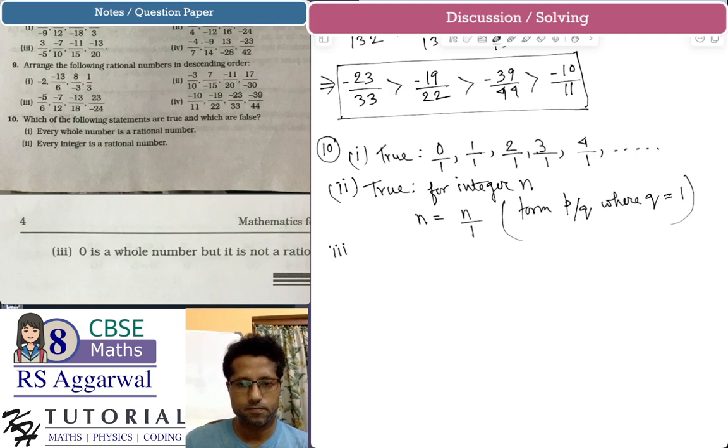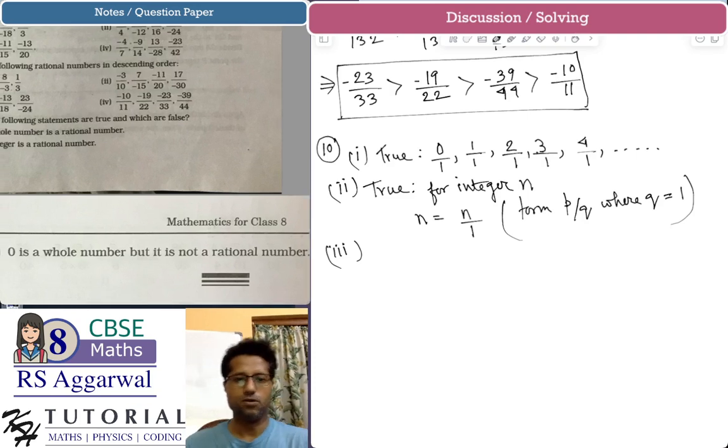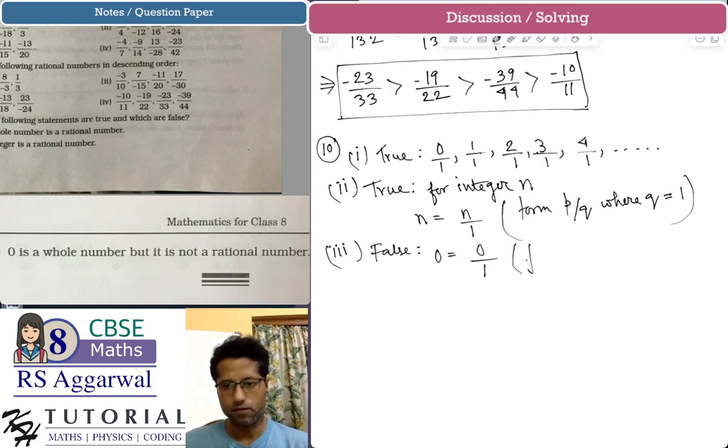Third one says 0 is a whole number but it is not a rational number. This is false because 0 is a whole number, that is fine, but 0 can always be written as 0 by 1, which is of the form p by q, where p equals 0 and q equals 1.